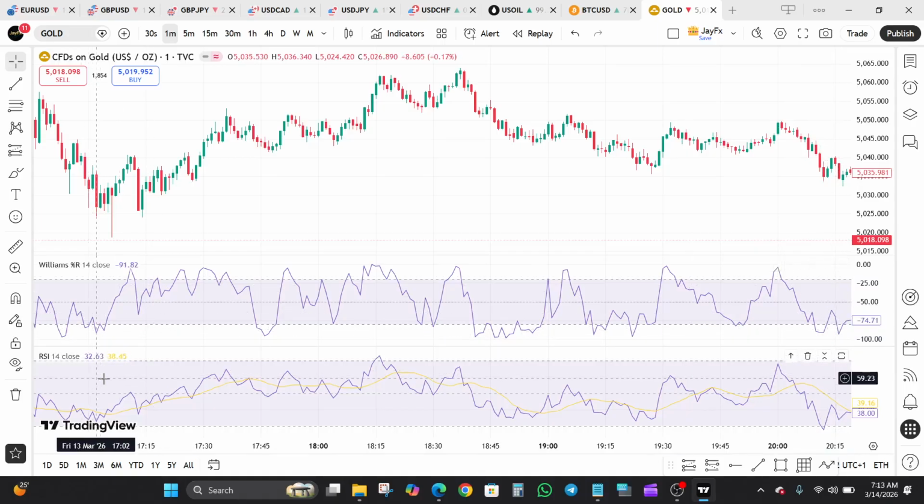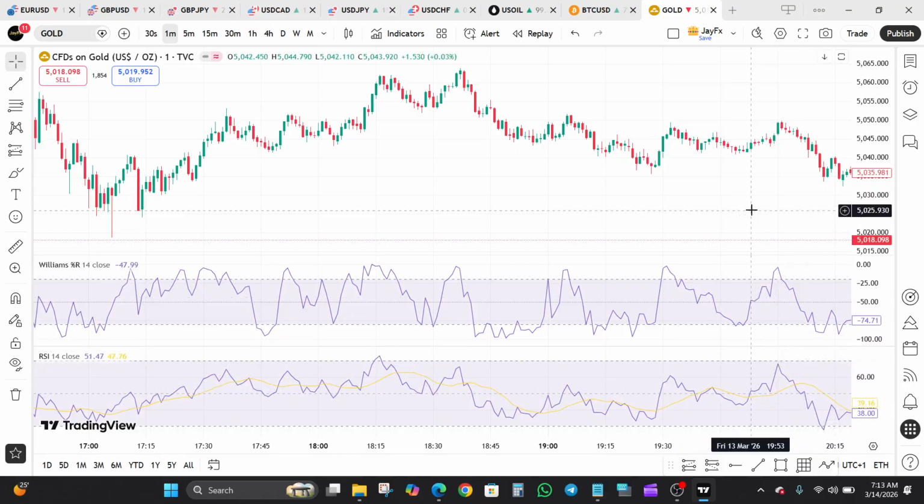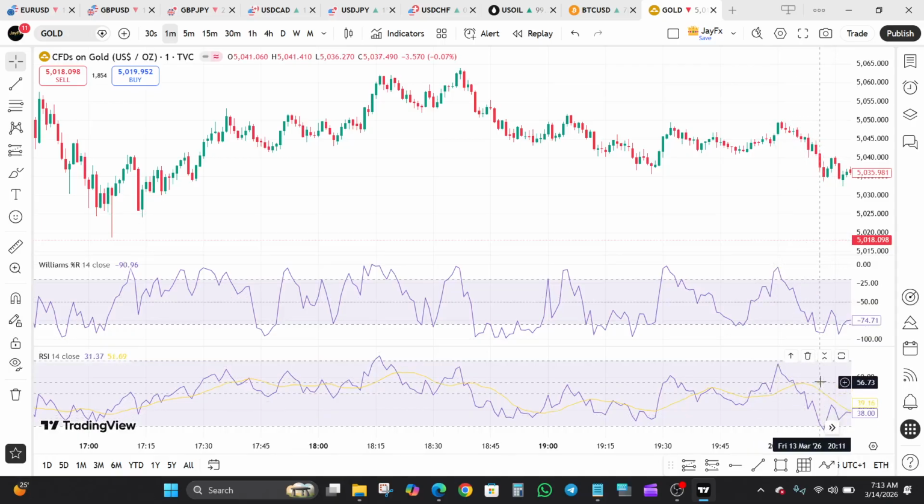Now, the relative strength index, or RSI, also measures momentum but uses a different formula that compares the average gains and average losses over a given number of periods. RSI moves between 0 and 100, with values above 70 often considered overbought and values below 30 considered oversold.